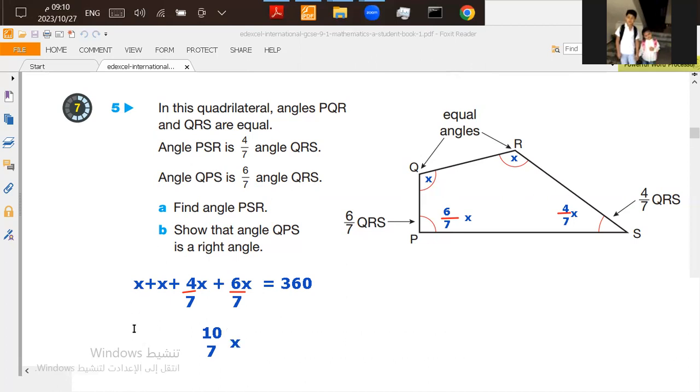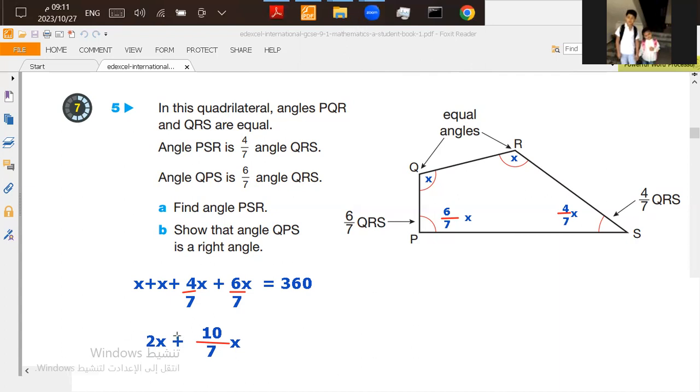Here we have 2x. Okay. Focus with me on this, because adding these fractions and whole numbers is not easy. It's not easy. You have to focus. Now here, this one is 2x and this one is 10 over 7.